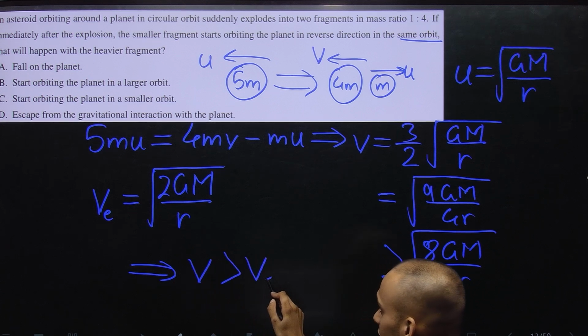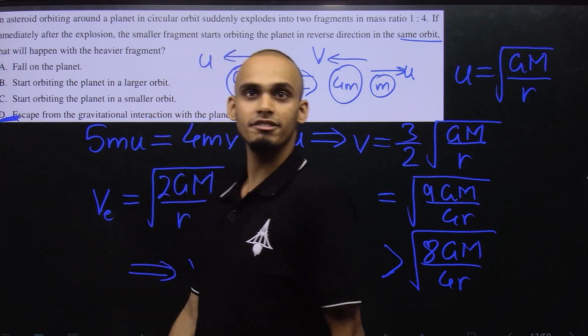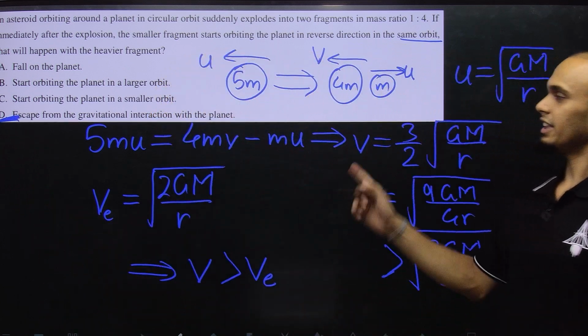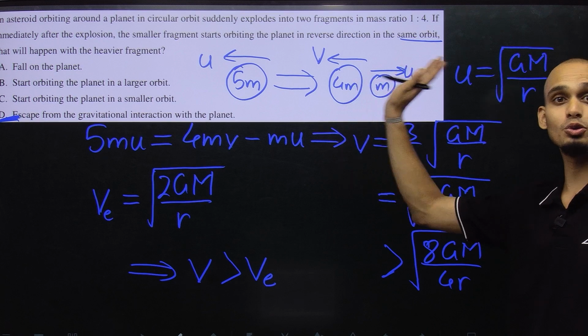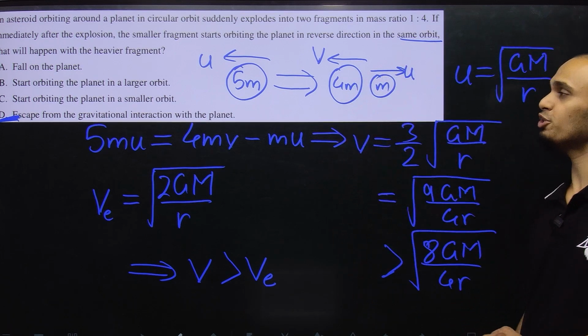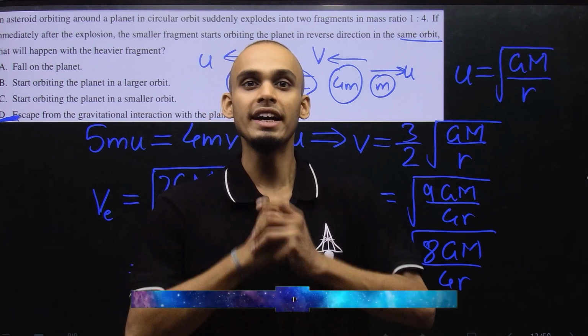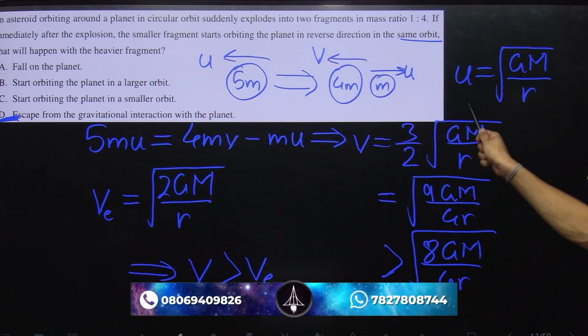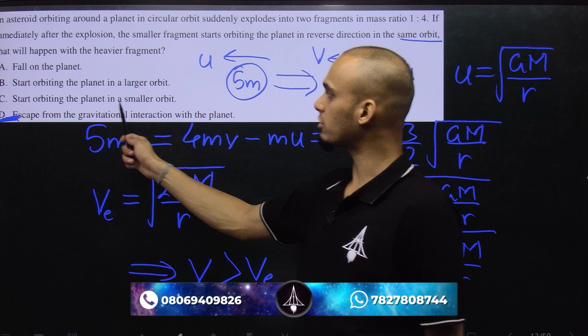Since it is greater than escape velocity, it will now escape from the gravitational field. Again, in questions like this, you might be tempted to intuitively say that, okay, since mass small m moves towards the left, mass 4m should move towards the right with a greater speed to balance the momentum, in which case, since the speed is greater, the radius should have to be lower.